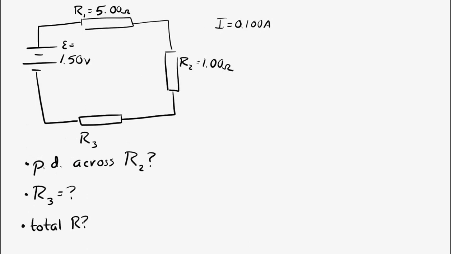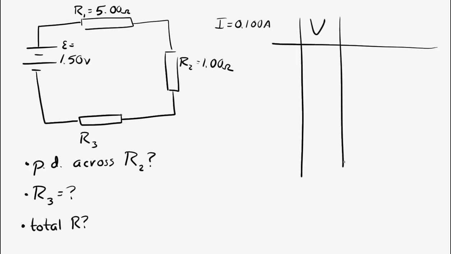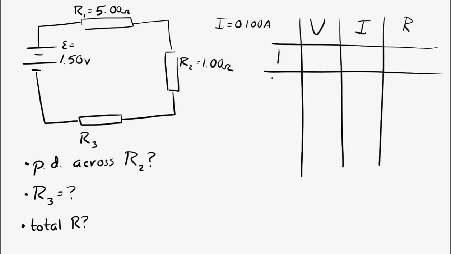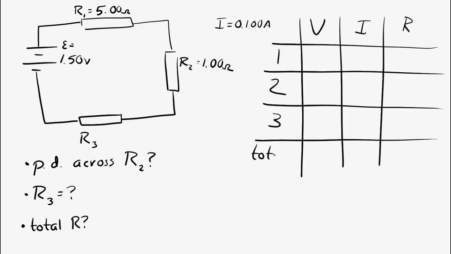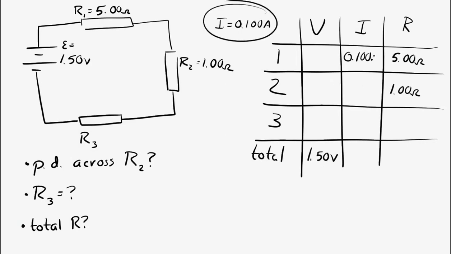All right. Let's make our chart. V, I, R, R1, R2, R3, total. Let's put in the information we know. We know the resistances of R1 and R2. We know the total EMF, the total potential difference. And we know the current through the circuit. And this is a series circuit, so the current is the same everywhere. So we can fill in that entire column. Once I do that, well, let's see. I can solve for a couple things. I could solve for the potential difference across R1 and R2. Let's do that.